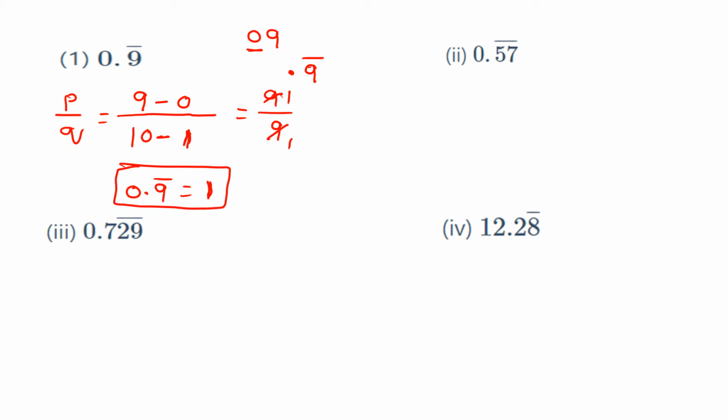We can write this in the P by Q form. So let us see this one, 0.57 bar. How can we write it in the P by Q form? Look at that. In the numerator, we take the total number in this 0.57, that is 057, so 57 only, minus. In this total number, which digits are not repeating, that is 0 only. So we should subtract that from the 57 total number.